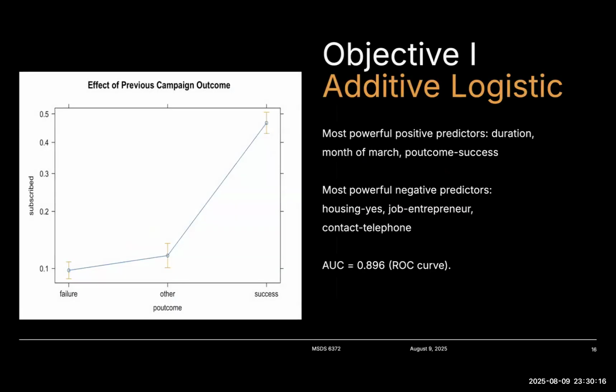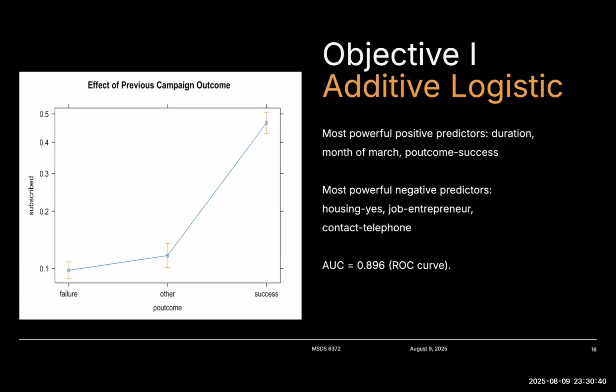But to sum everything up here, in objective 1, our interpretable model had an AUC of 0.896, which is excellent. The most powerful positive predictors here are duration, the month of March, and the previous outcome being a success. The most powerful negative predictors are housing yes, they have a housing loan, their job being an entrepreneur, and they were contacted through telephone.